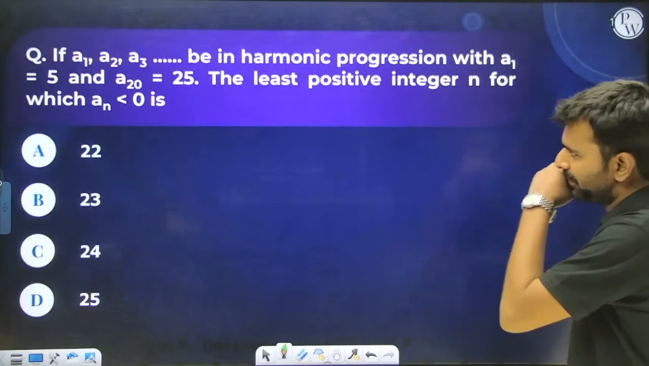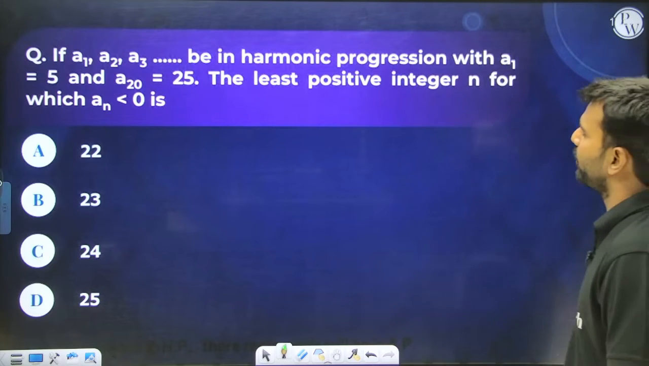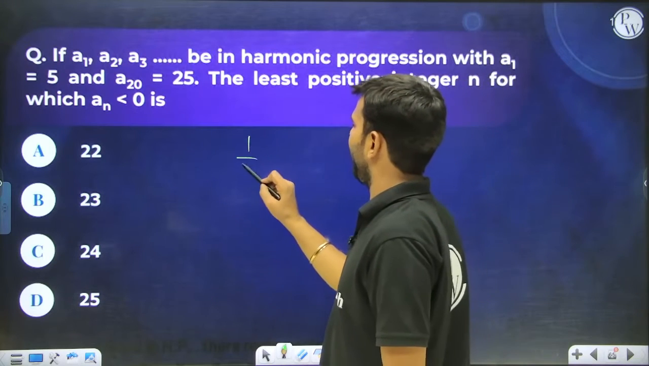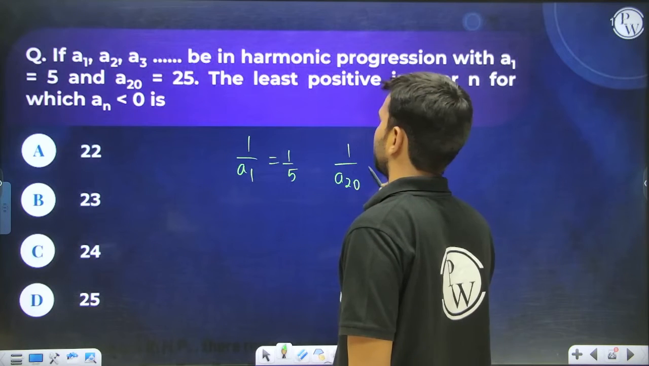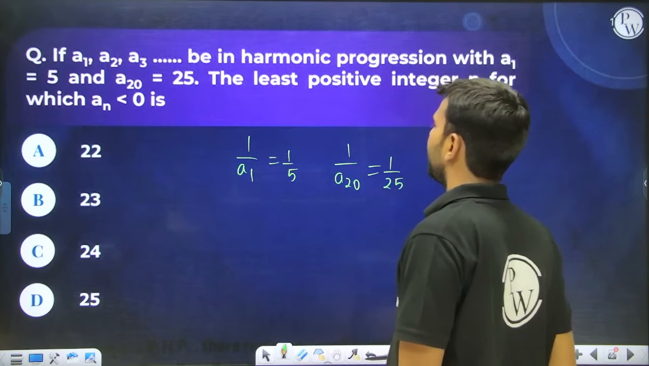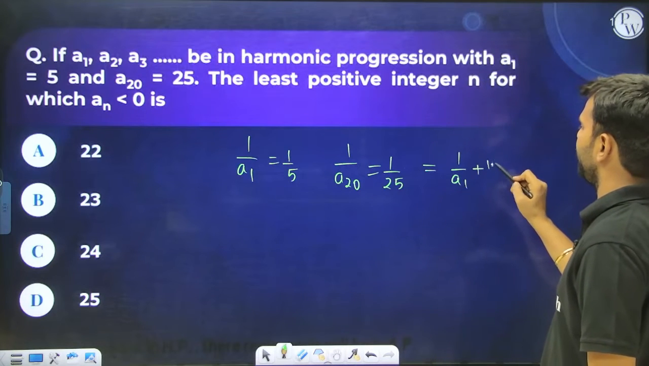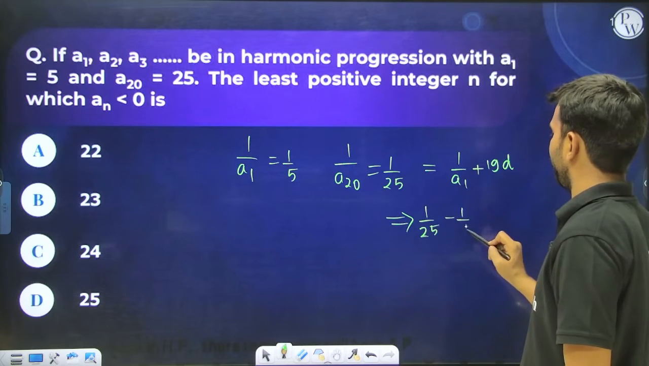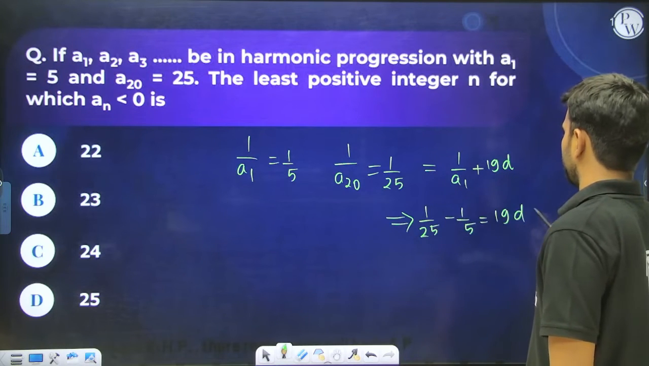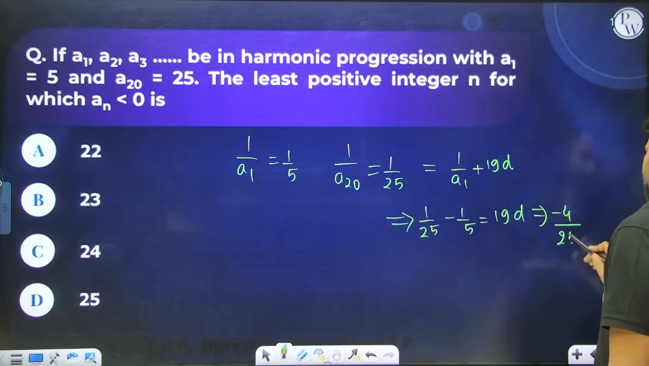Okay, if a1, a2, a3 are in harmonic progression with a1 equal to 5 and a20 equal to 25, then 1 by a1, that is the first term of the AP, will be 1 by 5, and 1 by a20, that is the 20th term of the AP, will be 1 by 25. Then we can say that 1 by a1 plus 19 into D is equal to 1 by 25, so 1 by 25 minus 1 by 5 equals 19 into D, which means minus 4 upon 25 into 19 equals D. We have got the value of D.